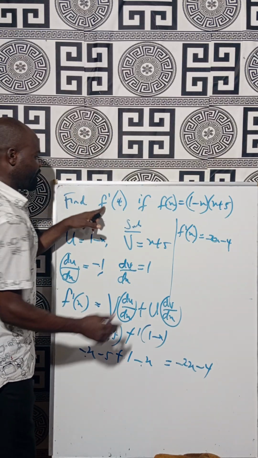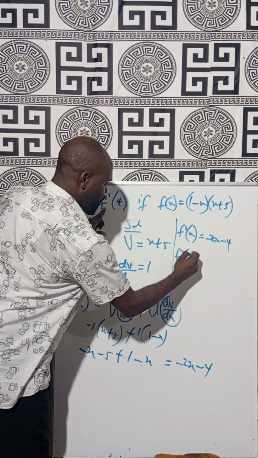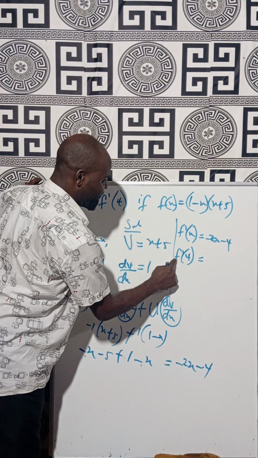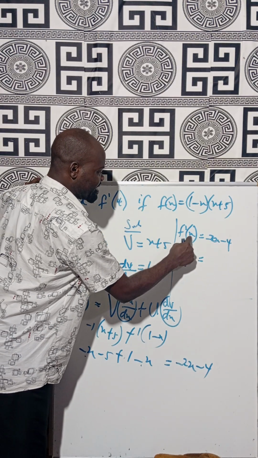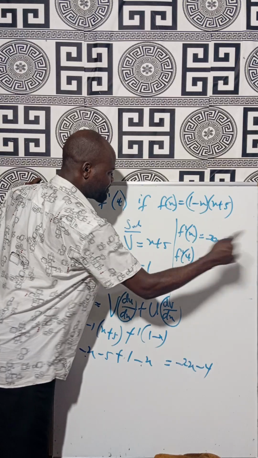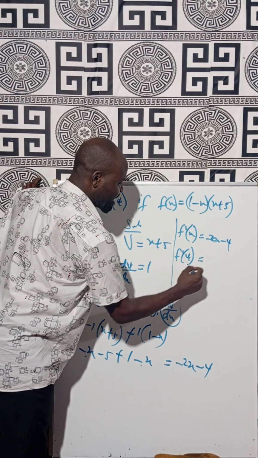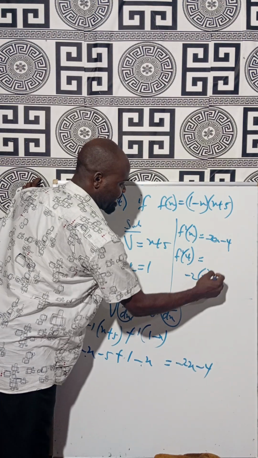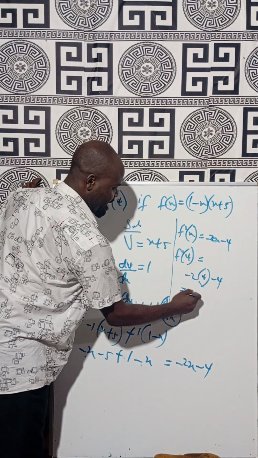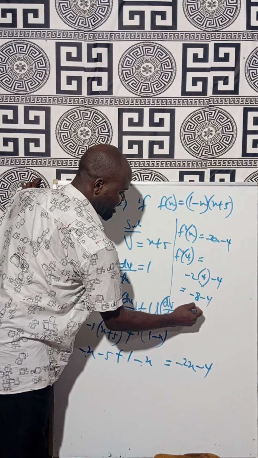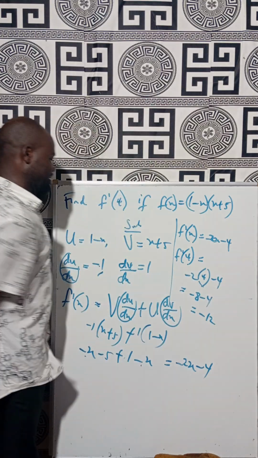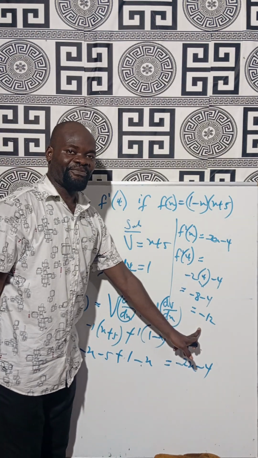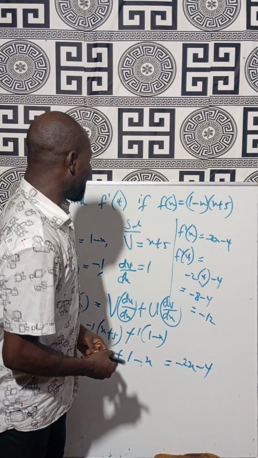Once I've gotten this, therefore my f prime of 4 is what? F prime of x at 4 means that anywhere I see x, I will remove it and put my 4 there. So that's minus 2 times 4, then minus 4. That's minus 8 minus 4, and that is minus 12. My whole answer is minus 12. You can see it is very easy and simple.